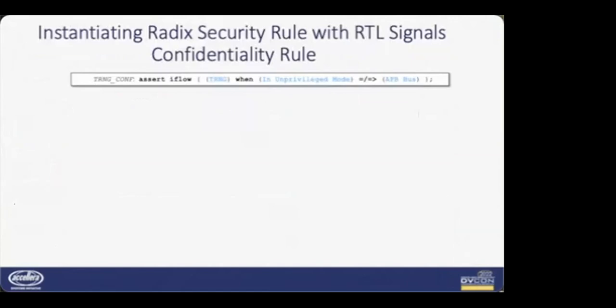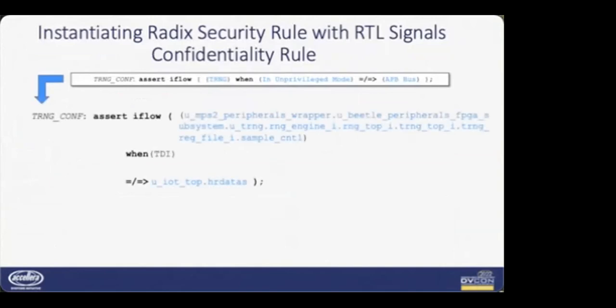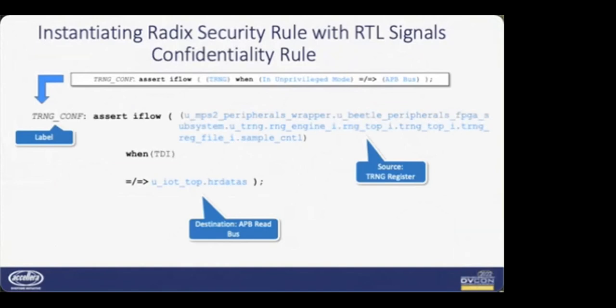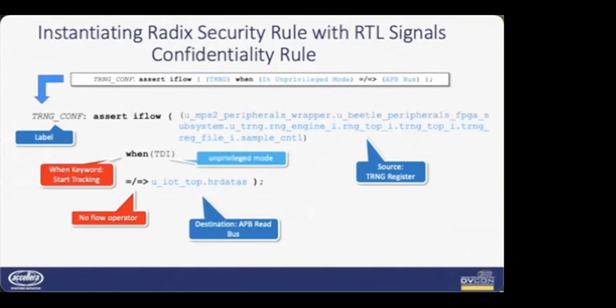In our final step, we convert the abstract rule to the Radix security rule by instantiating the elements in the RTL. Let's look at the confidentiality rule. We have the label, then we have the source, which is the TRNG sample count register. The destination is the APB read bus. The no flow operator says that this TRNG register should not flow to the APB read bus, and this should not happen when we are in unprivileged mode.